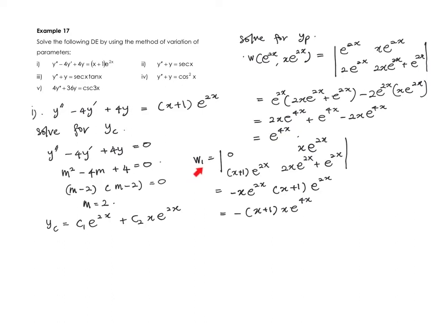Next, we find W1. Refer to formula W1: 0, y2, f(x), and then this one is y2 prime. Differentiate y2. Okay, find the determinant AD minus BC. So we get this one. Simplify. We get negative (x plus 1) x e to the 4x.